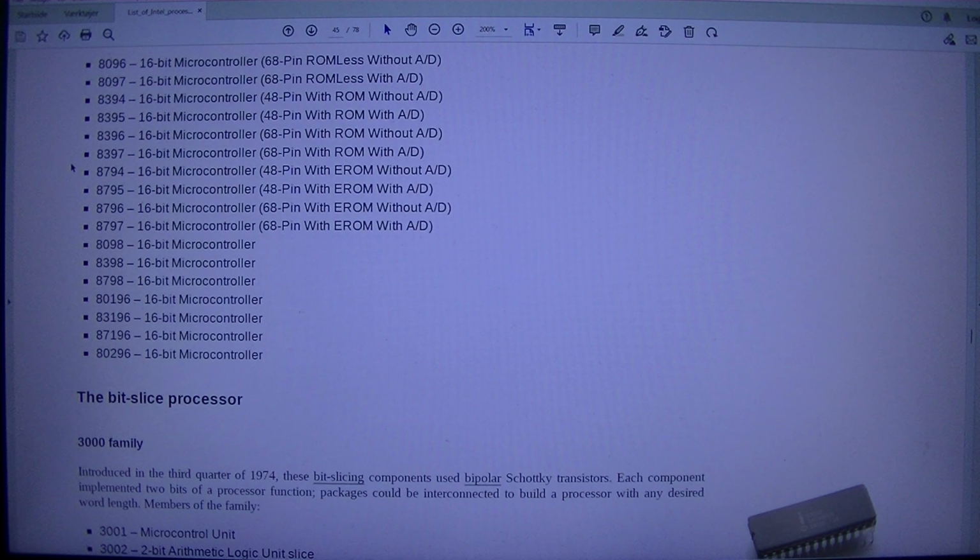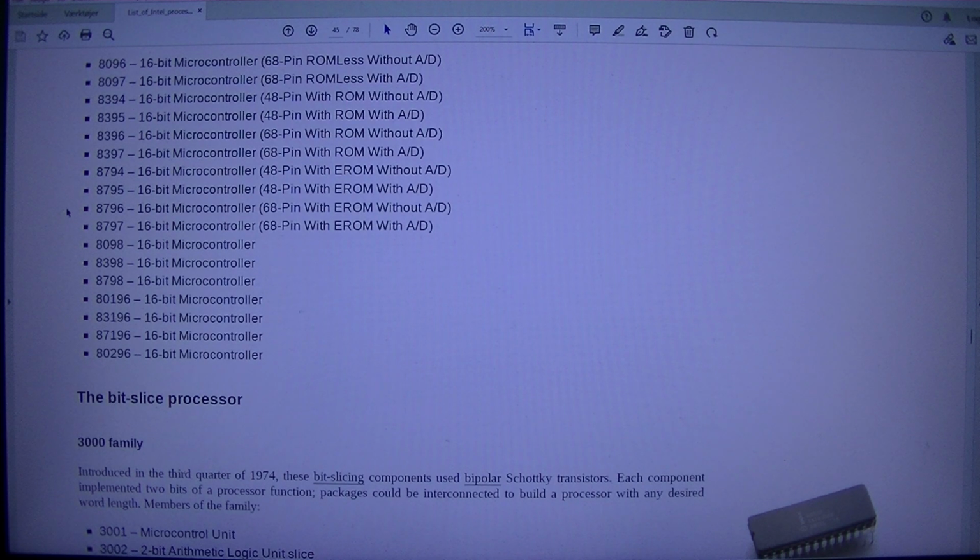80196 16-bit microcontroller. 83196 16-bit microcontroller. 87196 16-bit microcontroller. 80296 16-bit microcontroller. The bit slice processor.